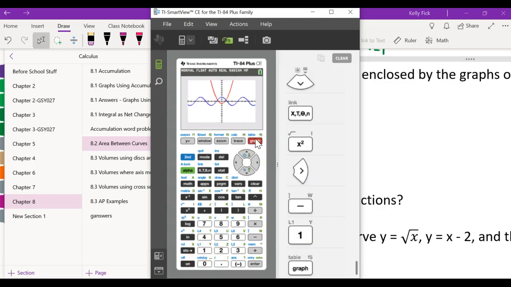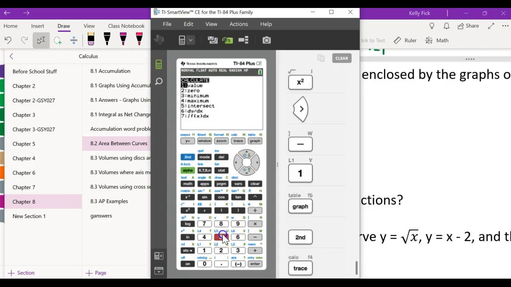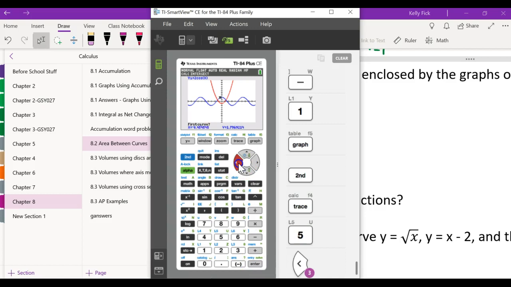Okay, so here's my graph. If you didn't get it, it's probably because you're not in radian mode. Did yours look like 2 straight lines? Yeah, it's because you want to be in radian. There you go. All right, so then you would do second trace intersect and get as close to one of the intersections as possible. So you're going to try to get as close to one of your intersections as possible.